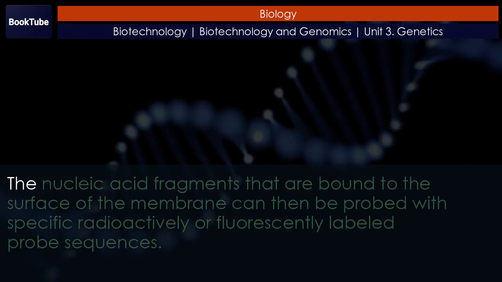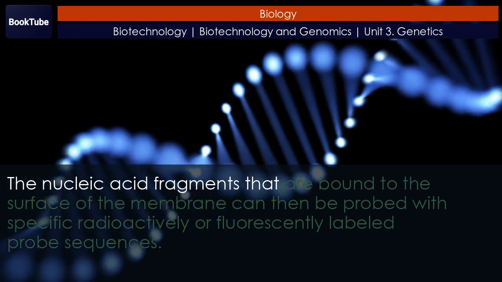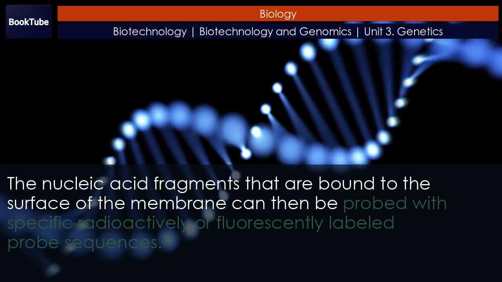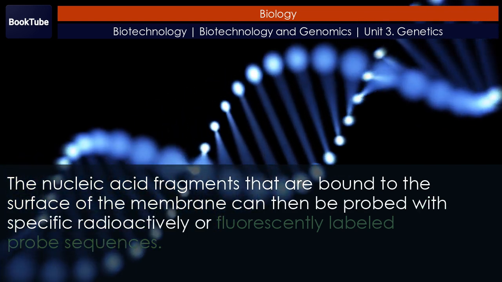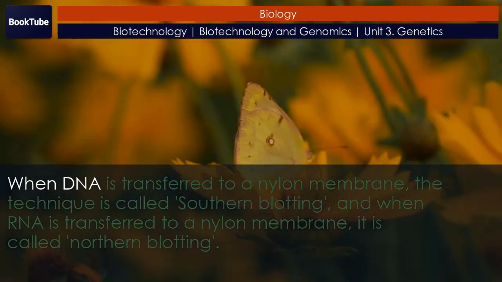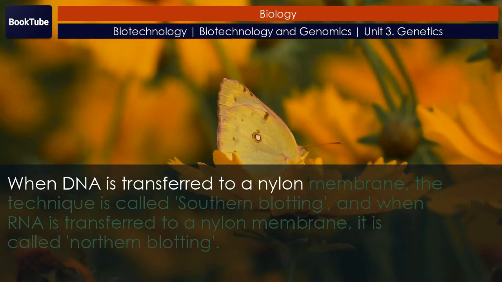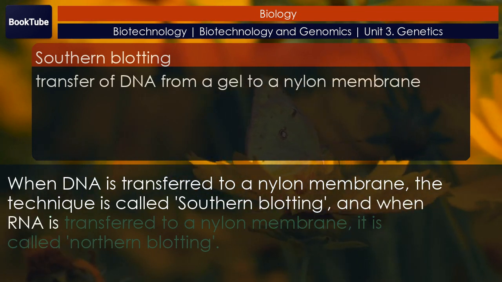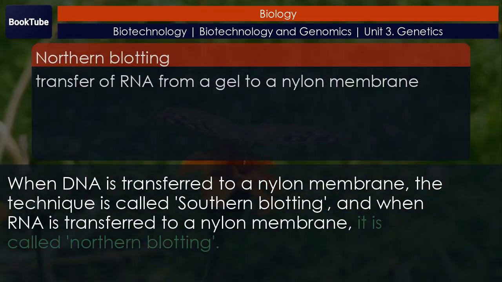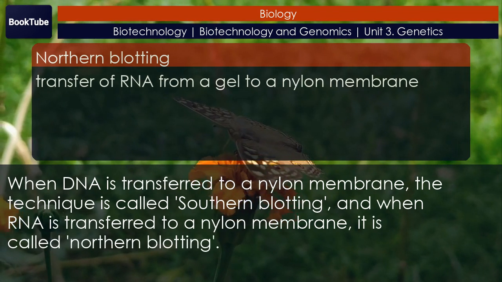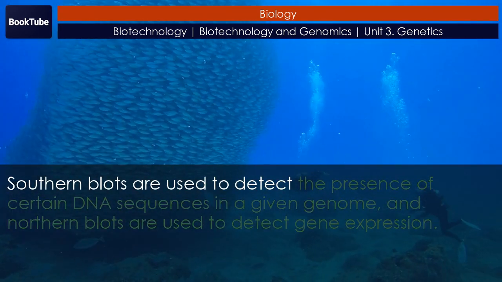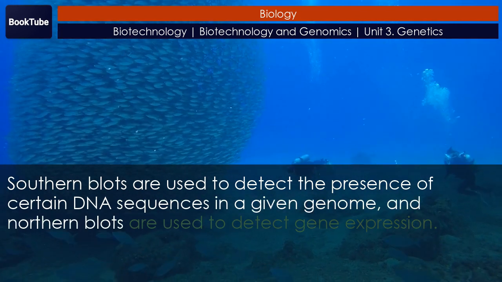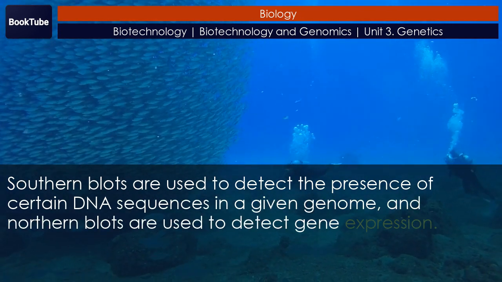Figure 5. The nucleic acid fragments that are bound to the surface of the membrane can then be probed with specific radioactively or fluorescently labeled probe sequences. When DNA is transferred to a nylon membrane, the technique is called Southern blotting. And when RNA is transferred to a nylon membrane, it is called Northern blotting. Southern blots are used to detect the presence of certain DNA sequences in a given genome, and Northern blots are used to detect gene expression.